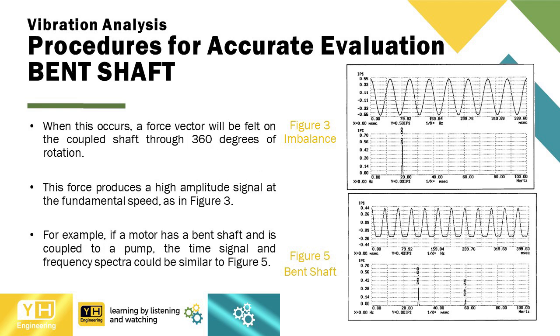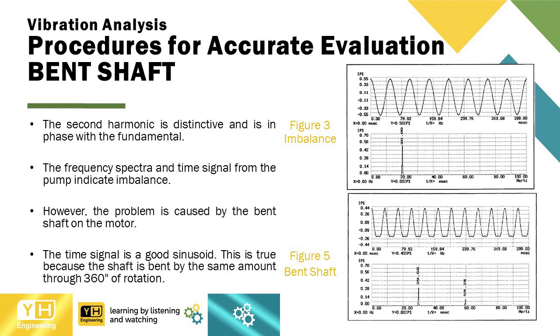When this occurs, a force vector will be felt on the coupled shaft through 360 degrees of rotation. This force produces a high amplitude signal at the fundamental speed, as in Figure 3. For example, if a motor has a bent shaft and is coupled to a pump, the time signal and frequency spectra could be similar to Figure 5.